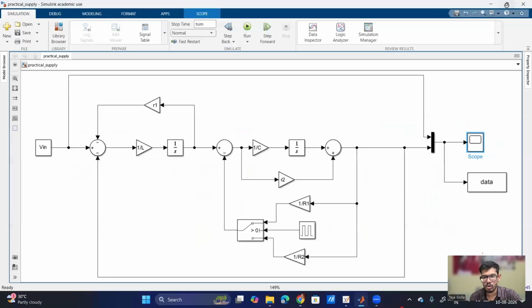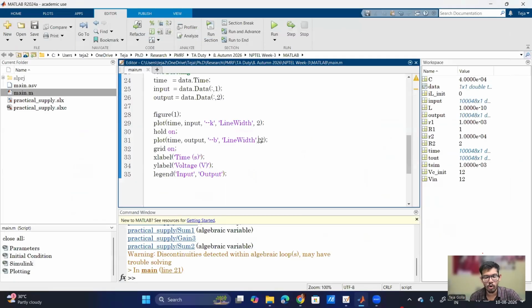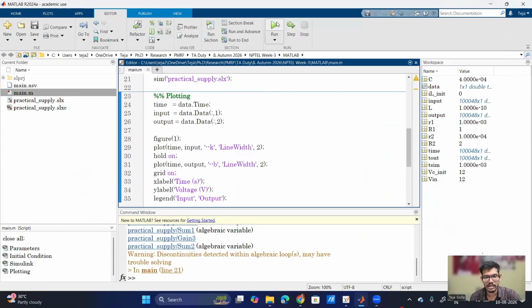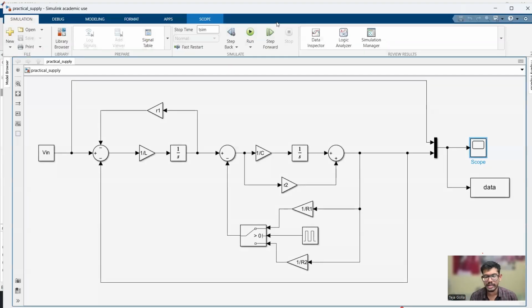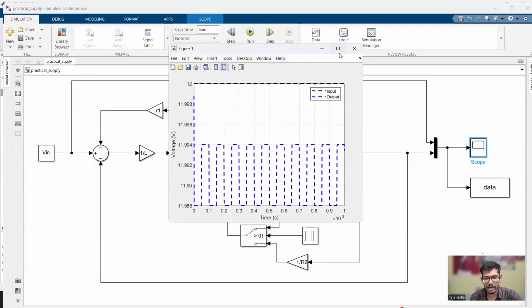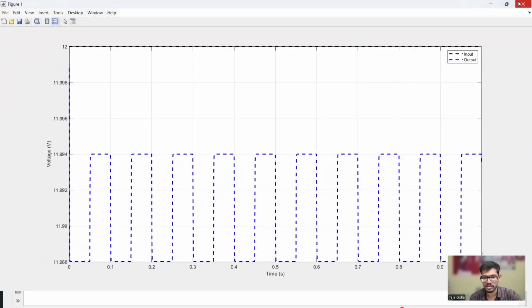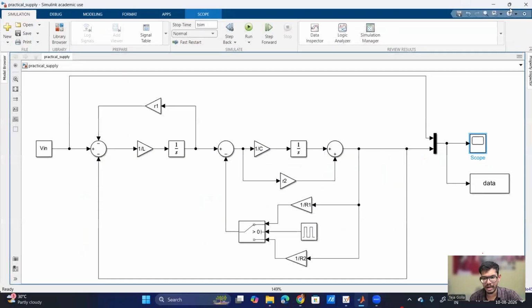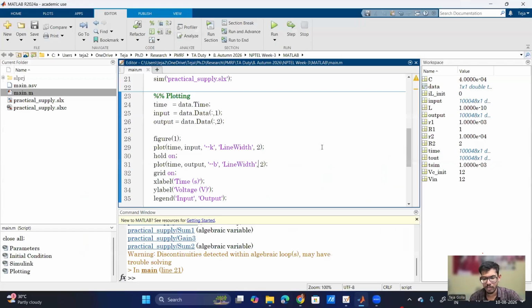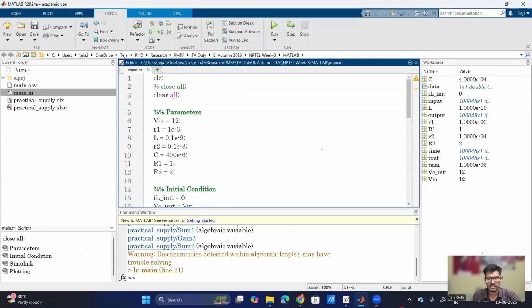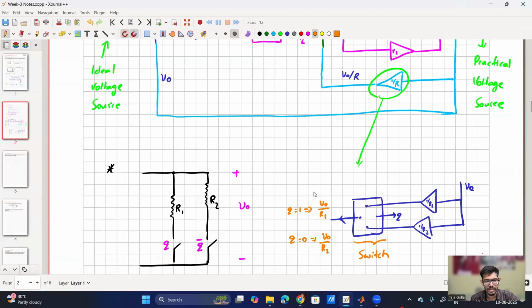And I have written the code in such a way that I don't have to open anything. With one single click, it will open the Simulink model, simulate, and plot the data. So it will make my life simpler. That's why I have done this. If you want, I can share this MATLAB file as well, and I'll upload it to the Google Drive. So that is the overall idea of the practical voltage source, and I thought I would show you the MATLAB model development also. So is that clear?